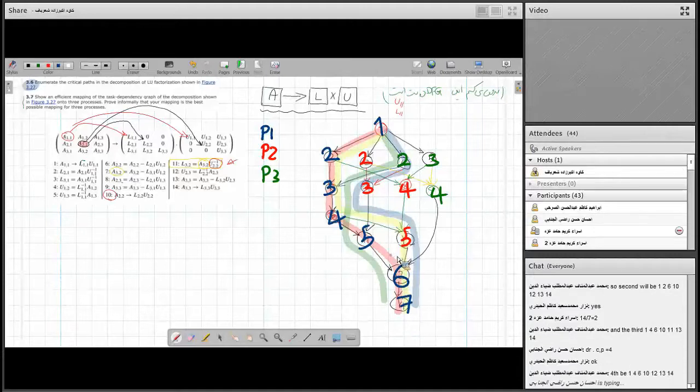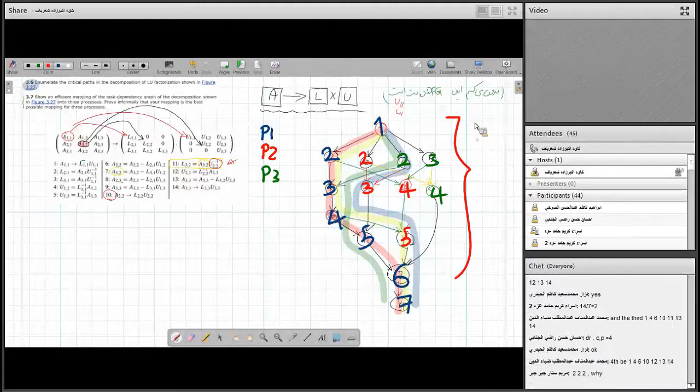This is a good mapping. This is a correct mapping because it takes just 7 time steps.